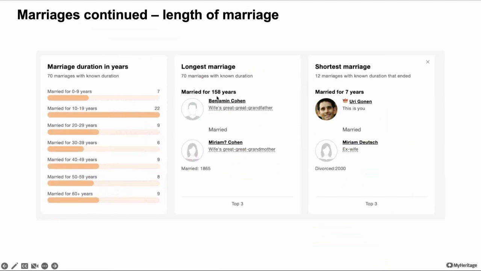Longest marriage, again, potentially a problem. 158 years married? Probably not. So they were married in this year, and probably I haven't marked any of them as deceased, so it looks as if they're married for so long. Again, potentially a sign that I should go and fix something in my family tree. And shortest marriage, and here I'm actually highlighted with my previous marriage, but let's not get into that.